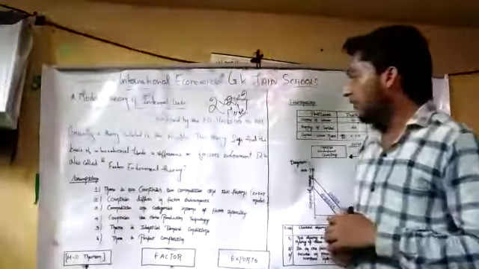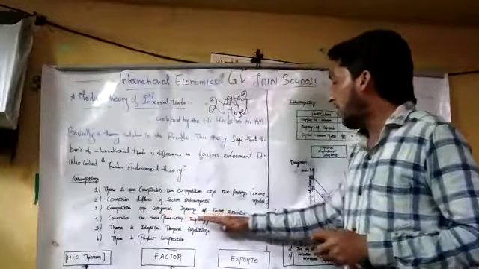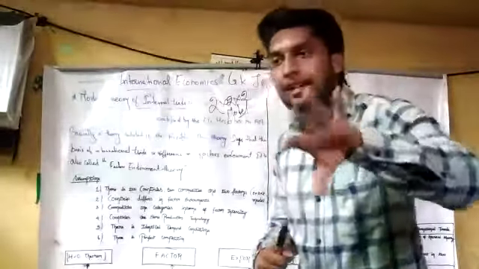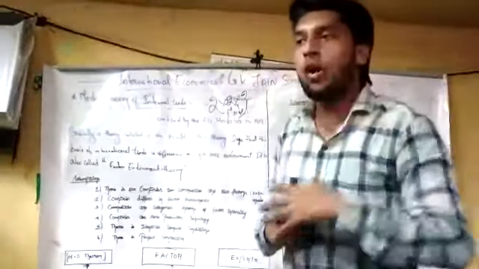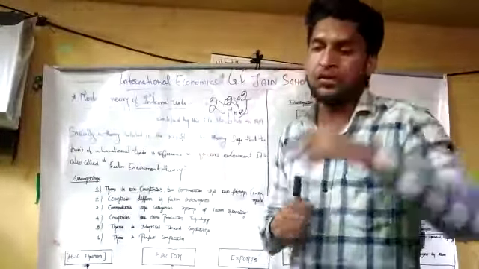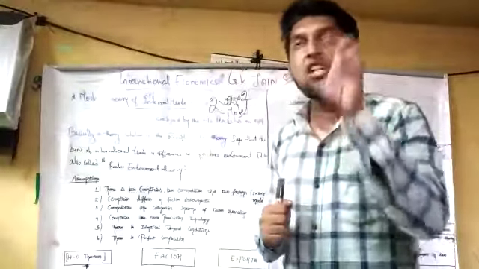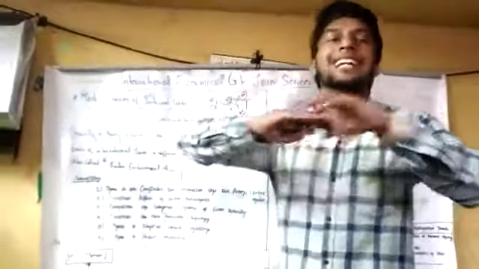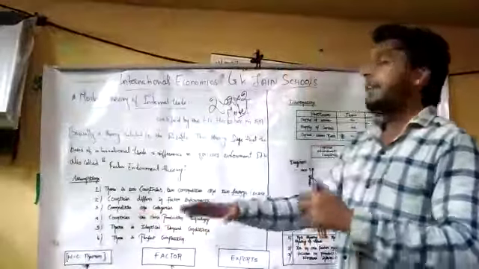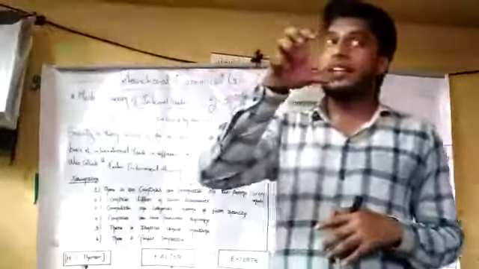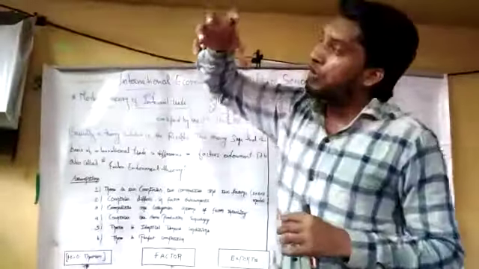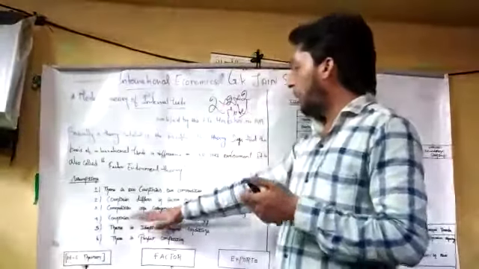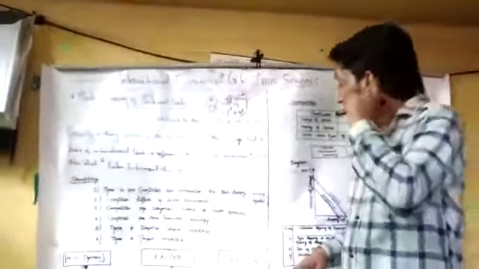Point number 3. Commodities are categorized in terms of factor intensity. Which factor is a major player? Which factor plays a main role? That will be considered more important. Based on the intensity of a factor, commodities are characterized, divided, segregated. Commodities are categorized in terms of what? Factor intensity. So this is important. This factor should be put in the business so that business growth will be there, so that factor will be put first.